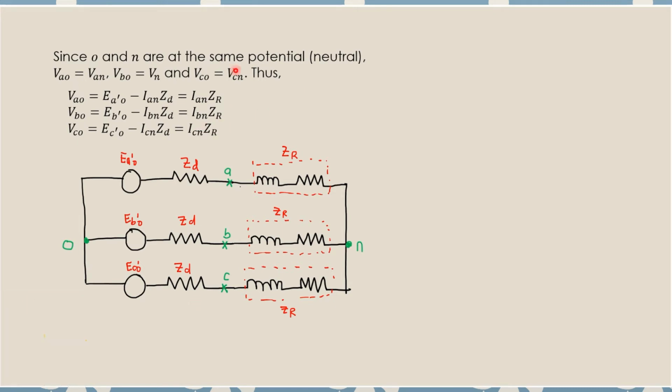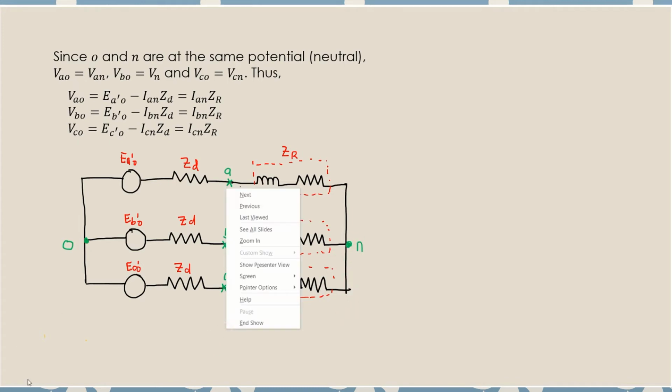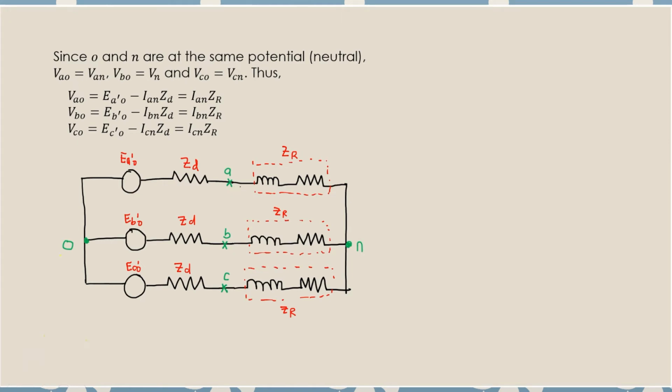Now you see that O and N are connected at the same point. Why are they the same point? If you extend the point, you see that they are all connected at the ground. So that's why we can say that they are at the common same potential, the neutral, the same point.